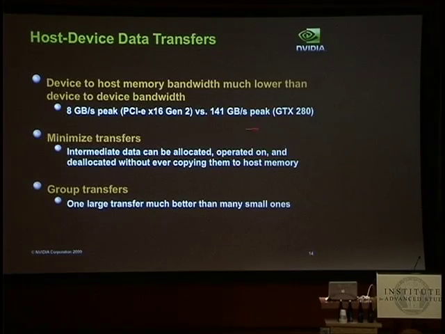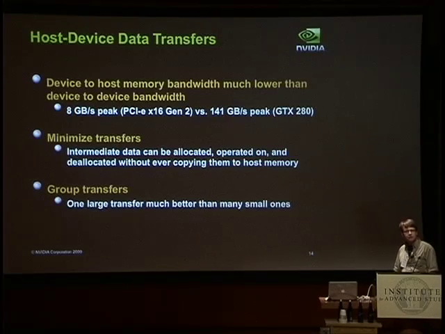Whereas if you're on chip or on device, you can get 141 gigabytes per second. So what is that? That's a factor of 18 or something? You really don't want to go to host unless you have to. So that means you want to minimize transfers. Oftentimes it's best to allocate, operate, and deallocate on memory without ever bringing it back to the host memory.